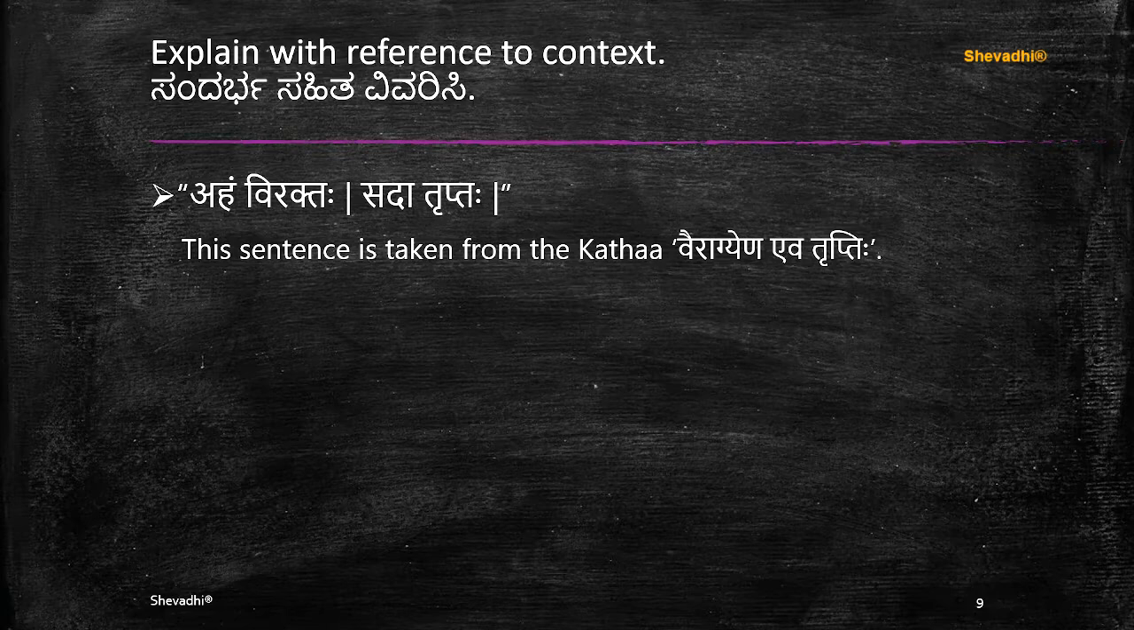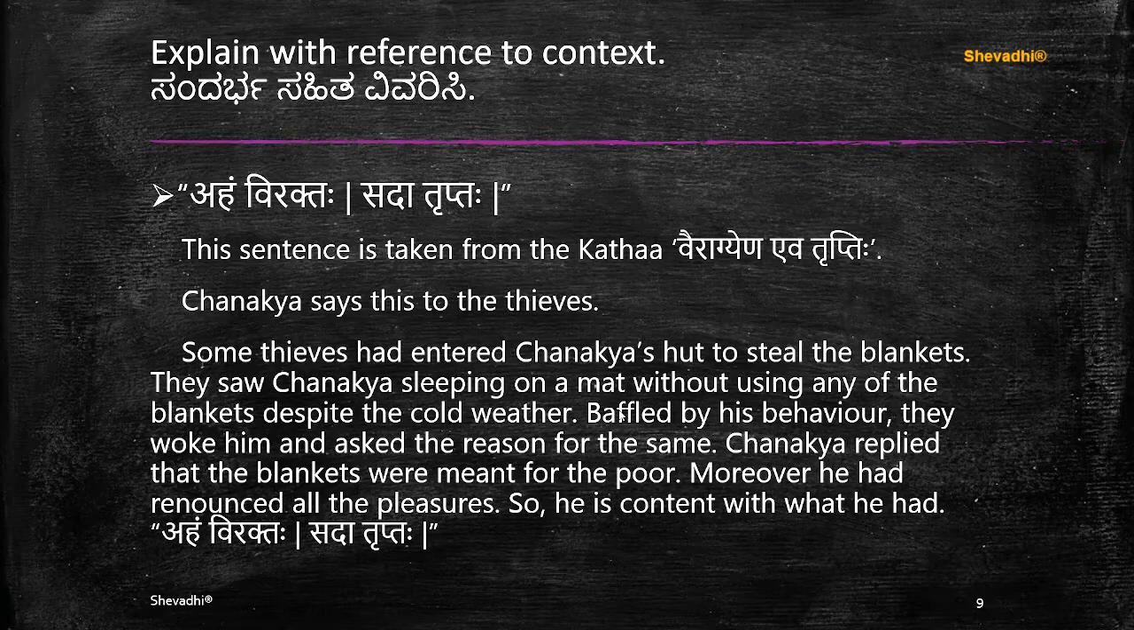First you have to say from which Katha it is taken, and then who said this to whom. Chanakya says this to the thieves. Then you have to give the context, when was this said. Obviously you would have gone through the story. You can use your own words. Just give the context when that particular sentence was spoken. As you know, Chanakya was given some warm clothes, and he was to distribute them amongst the poor people. Chanakya was told to do so by the king Chandragupta. Then some thieves saw this happening, and they entered Chanakya's house to steal the warm clothes.